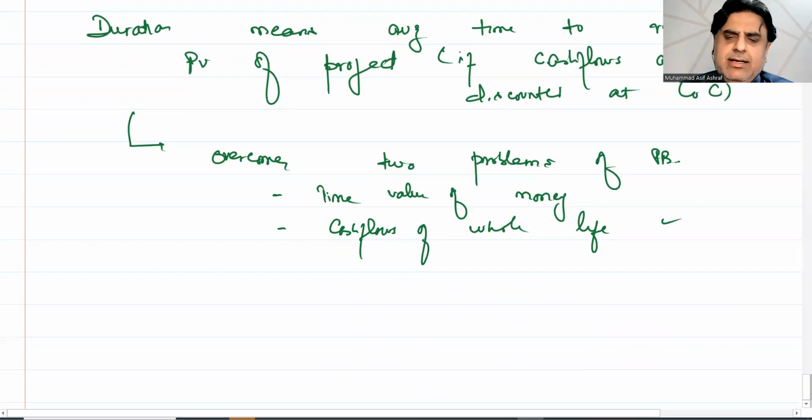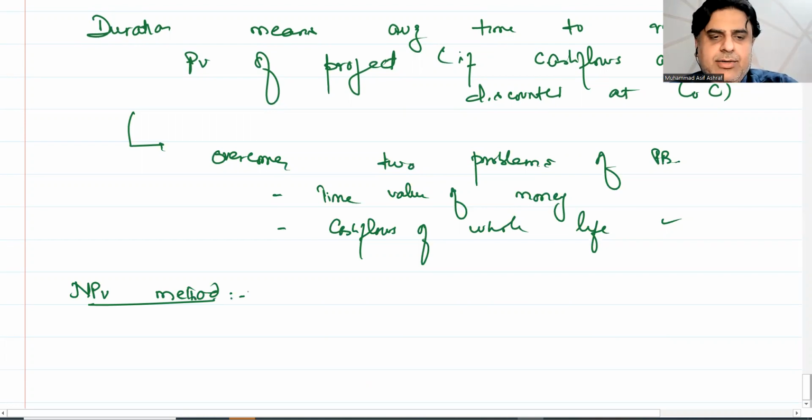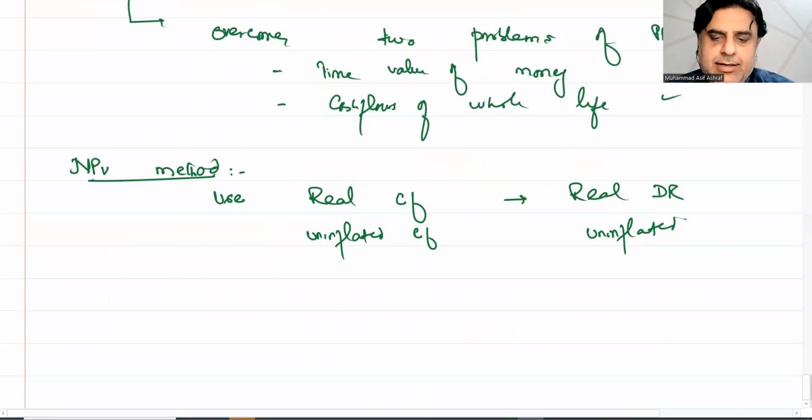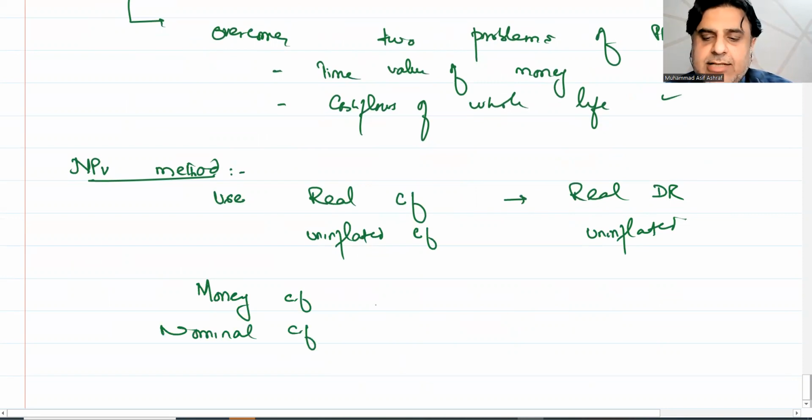Next, last technique but not the least, NPV method. Net present value method, always remember, use real cash flows and real discount rate. Real cash flows means uninflated cash flows, and real discount rate means real, uninflated rate. But if you use the money cash flows, often called nominal cash flows, they are inflated cash flows.